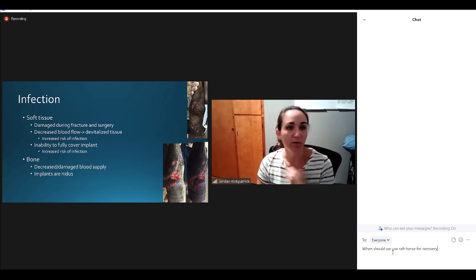And the infection, again, can come from the soft tissue or the bone. There's a lot of damage, and it has a decreased blood supply. It can be harder to heal. And the implants are a foreign body, so that's just a nidus for infection anyway.